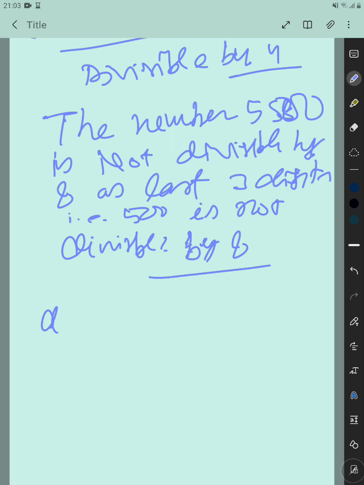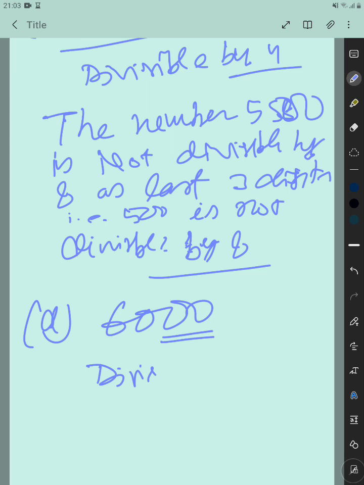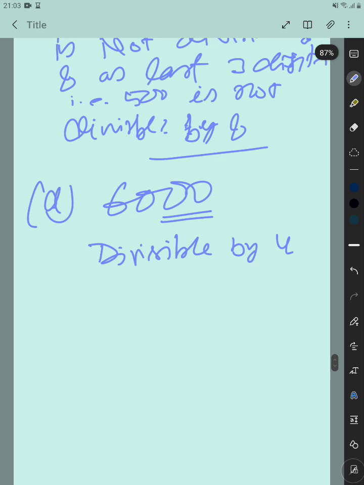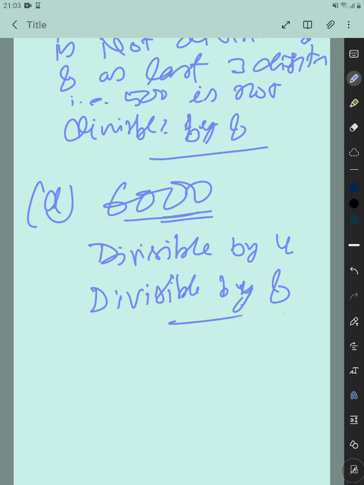So now we have come to D, 6000. So for divisibility of 4, we'll see that last two digits, so it is divisible by 4. Write the answer in explanatory manner. I am not writing here, you need to write it, okay. So for divisibility of 8, you need to see the last three digits. So since it is 0, so it is divisible by 8 also. So it is divisible by 8, okay. It is divisible.